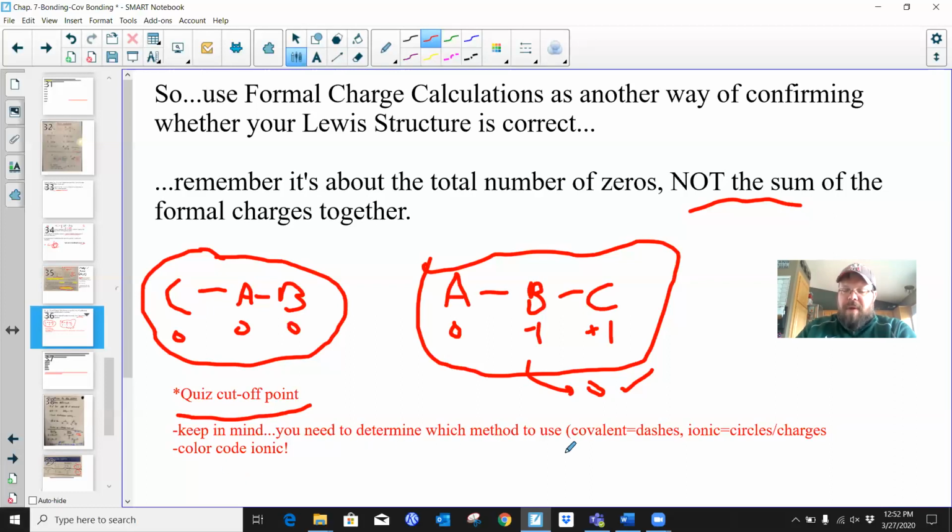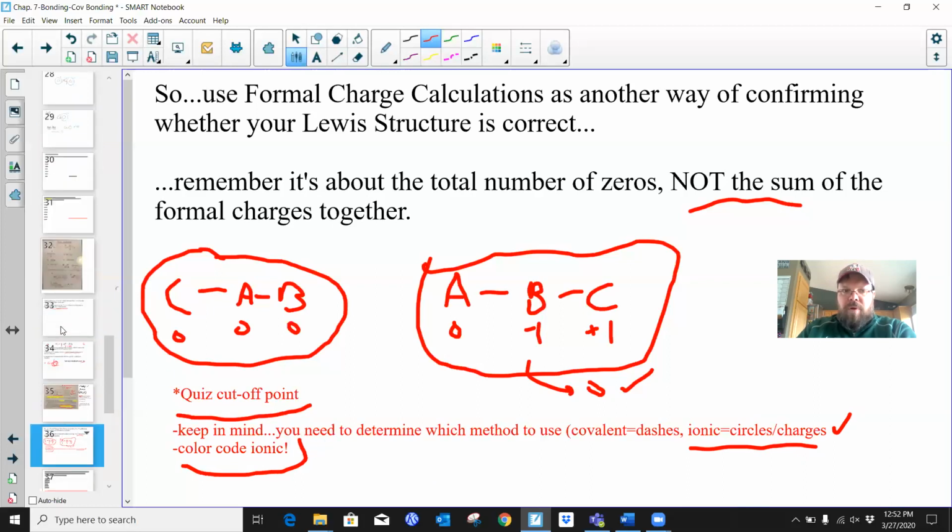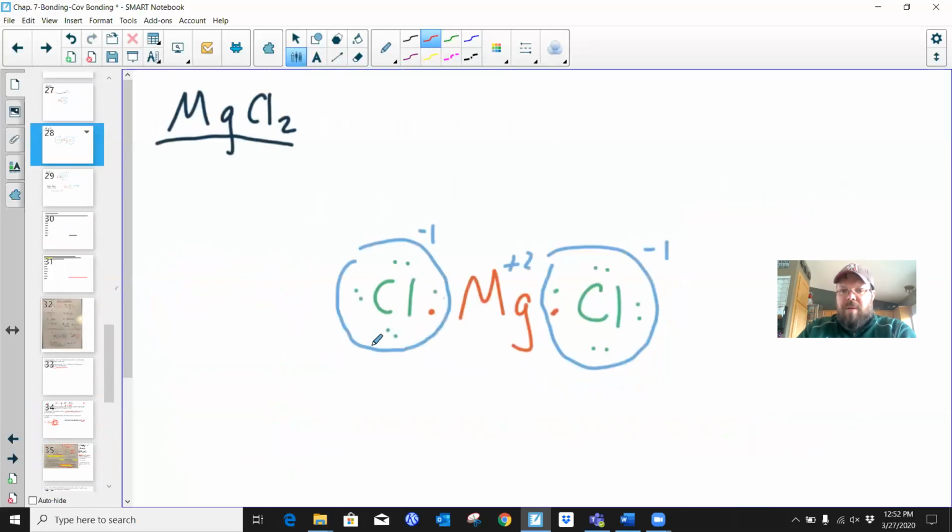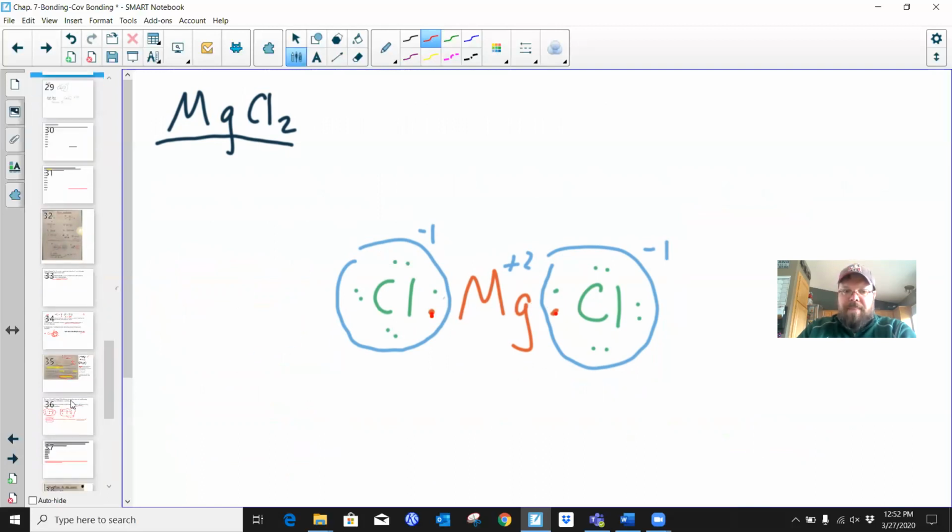Keep in mind on the quiz on Friday, you'll need to determine which method to use. For covalently bonded substances, all non-metal atoms, you are going to be using dashes, and you have to show the dots of the unshared pairs. If it's an ionically bonded substance, though, there are no dashes. You're showing the circles to show electron ownership, you're adding the charges in, like I taught you yesterday. And then you're going to color code anytime you have an ionic bond. So when you do an image for an ionically bonded substance, make sure that you color code to show me the original electron ownership with the positive atom.